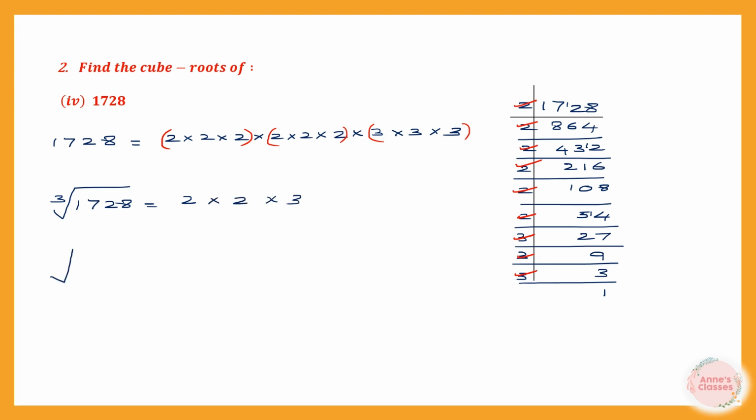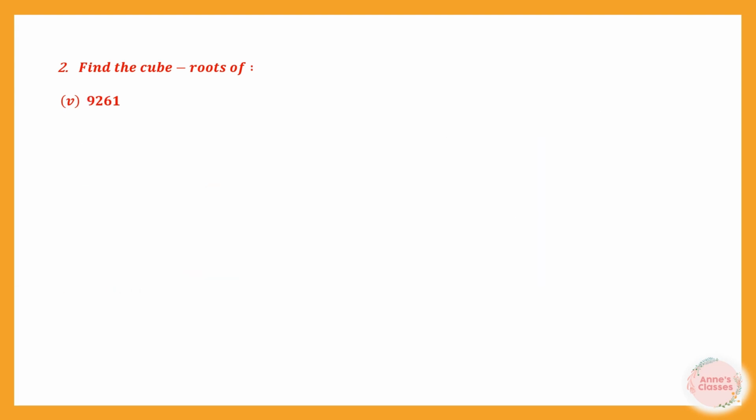So now the cube root of 1728 is 2 into 2, 4 threes are 12. So our answer is 12. This is our final answer. The cube root of 1728 is 12. That means if I multiply 12 into 12 into 12, I will get 1728.